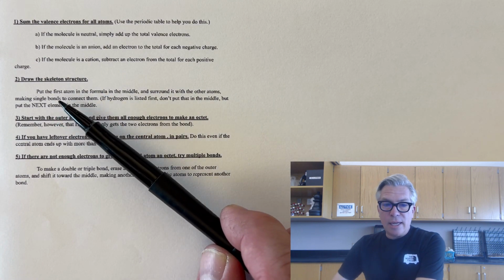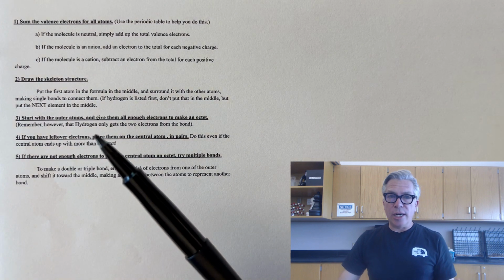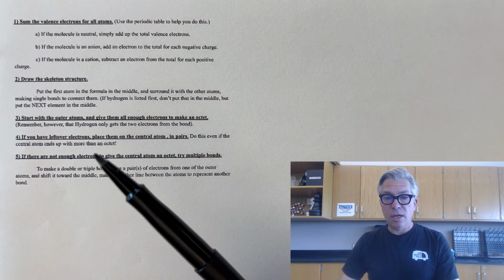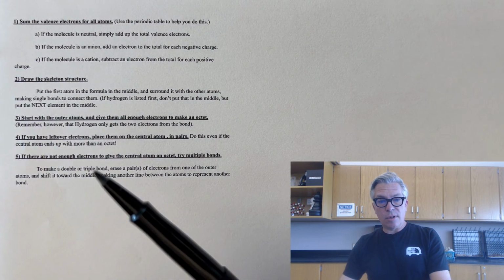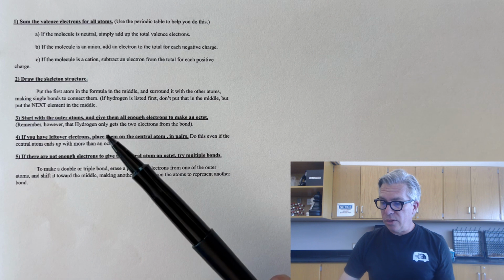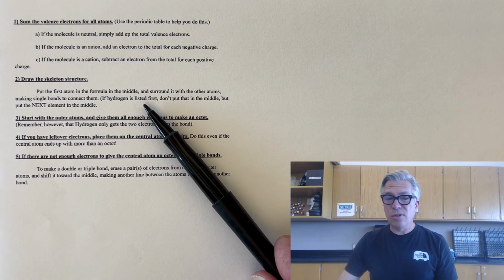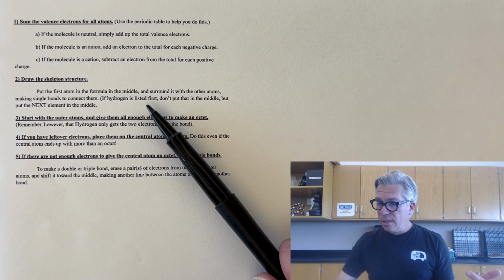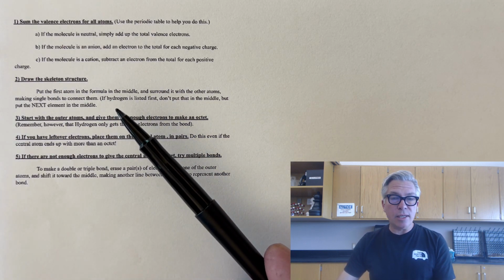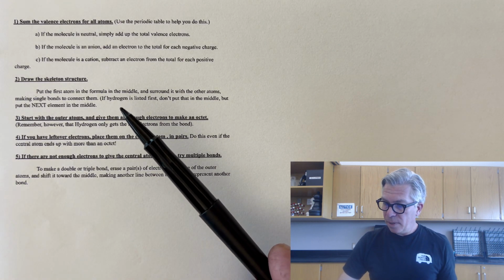Then we're going to draw the skeleton structure. For simple molecules, generally speaking, the one that's listed first is going to go in the middle. The one that's listed second or third, they're going to go around the outside, and we're going to connect them to the center using single bonds. If hydrogen is listed first, like in an acid, don't put that in the middle. Hydrogen does not go in the middle. Put the next element in the middle, like HNO3. The N would be in the middle as opposed to the hydrogen.